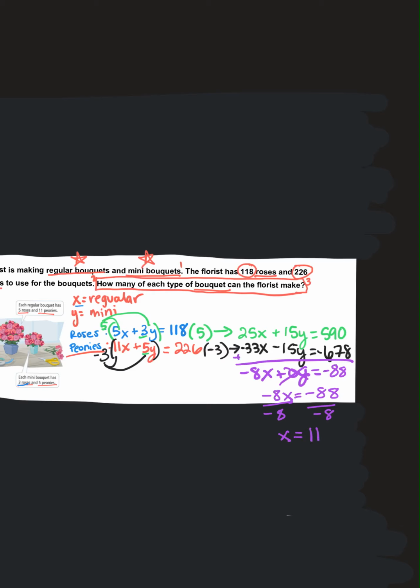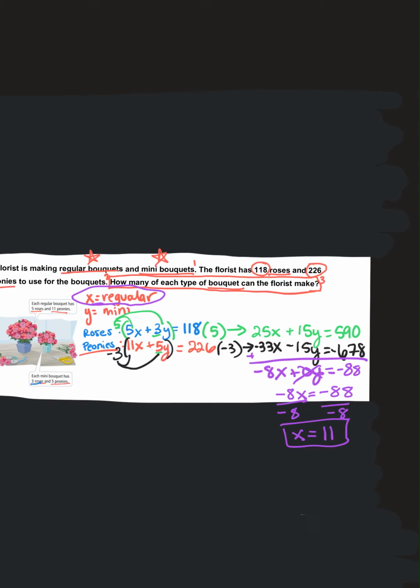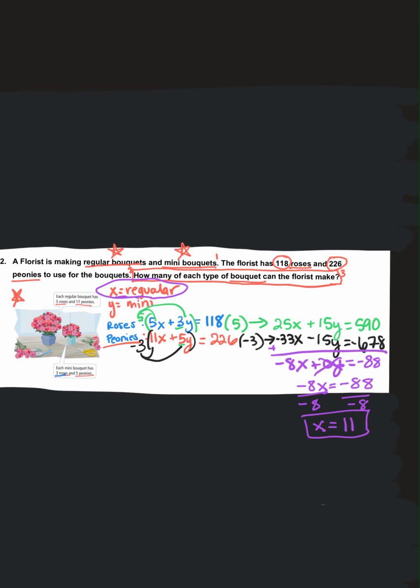What did x stand for again? Oh, it stood for regular. So regular bouquets. So let's start our answer. Who is this? A florist. So far for our answer, we have the florist can make 11 regular and we need to find out how many minis. So we have one more thing we've got to do.